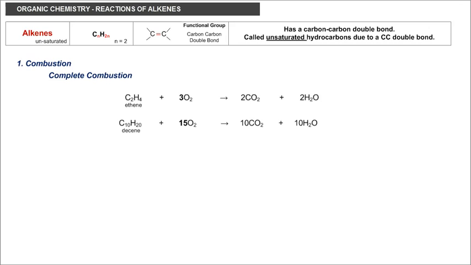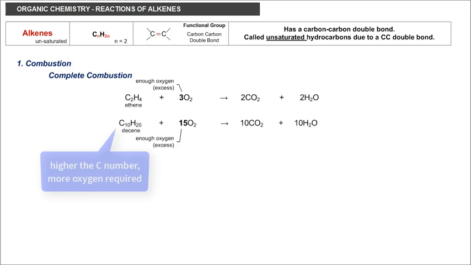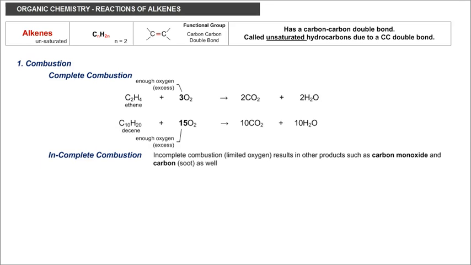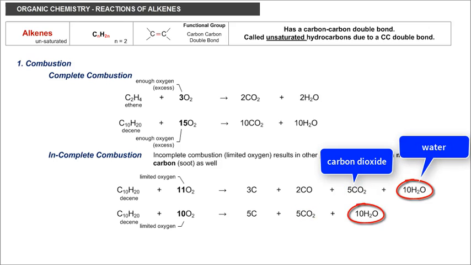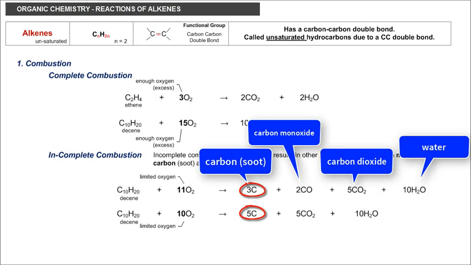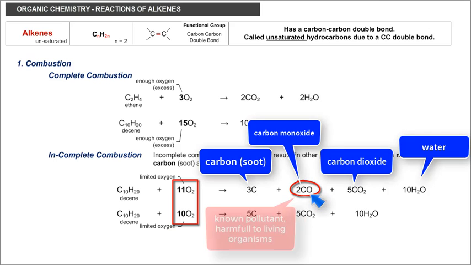Every carbon atom from the hydrocarbon is burned in excess oxygen, meaning enough oxygen to get oxidized, and it's obvious that the higher the carbon number, that is the number of carbon atoms in the hydrocarbon molecule, the more oxygen needed for complete combustion. However, with limited oxygen, it undergoes incomplete combustion. Take decene for an example. It forms a range of products such as carbon dioxide, water, carbon monoxide, and leaves behind carbon, that is soot, depending on the amount of oxygen available. Carbon monoxide is a known pollutant which is harmful to living organisms.